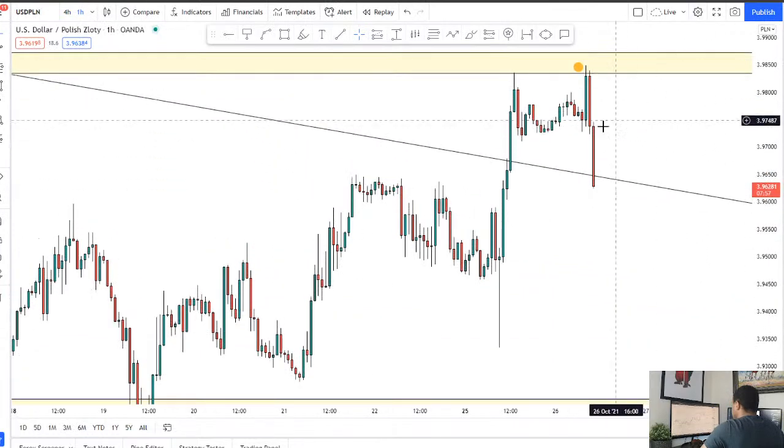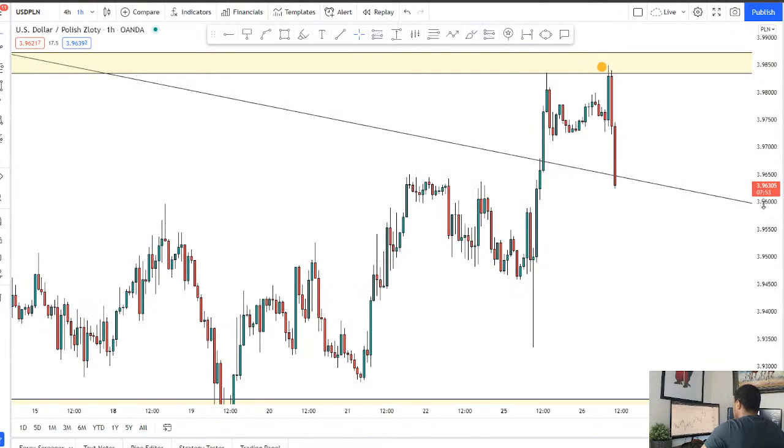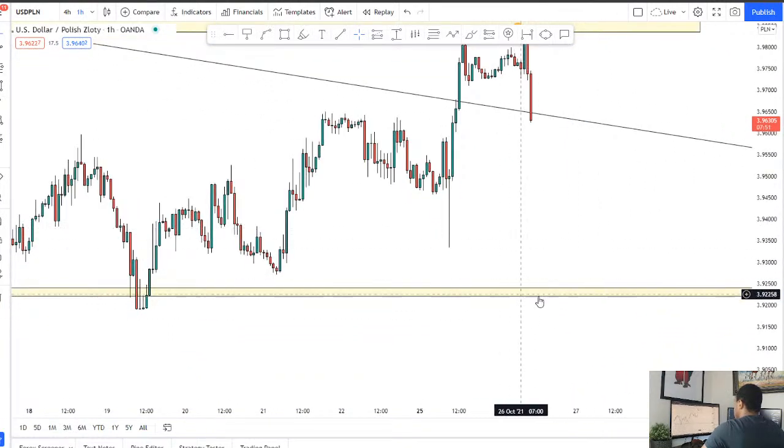Looks like it's done a double top there on the hourly. So one test, second test, strong rejection. So yeah, for me, this is looking good, coming back down to those lows.